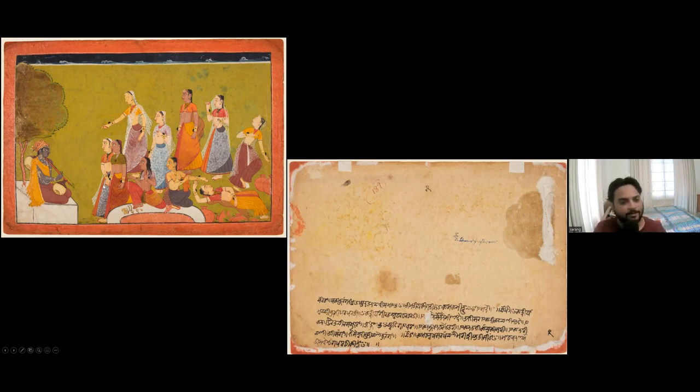The paintings are based on the subject matter of Madhavanala Kamakandala. So Madhava was a musician, and he fell in love with a courtesan by the name of Kamakandala, and this is their tragic love story. So Madhava had a captivating voice, and whenever he would start singing, women would swoon all around him.